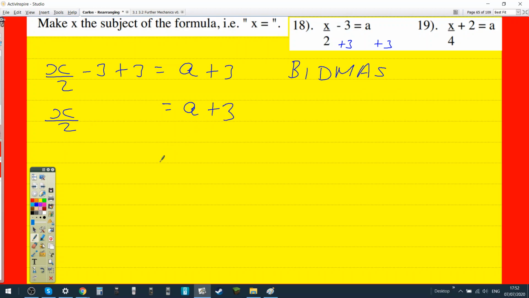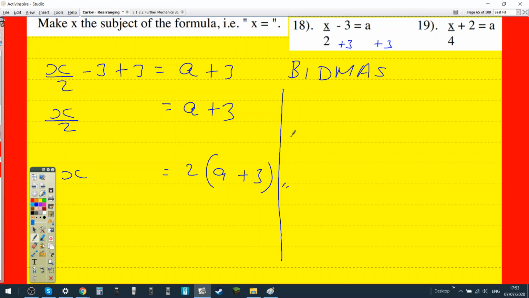So we want just x equals. Then you have to times by 2 on both sides, because you need to cancel out the 2. So a plus 3 times 2 would be 6. If you do a plus 3, the whole thing times 2 should be fine. Any questions with that? No. So try question 19.